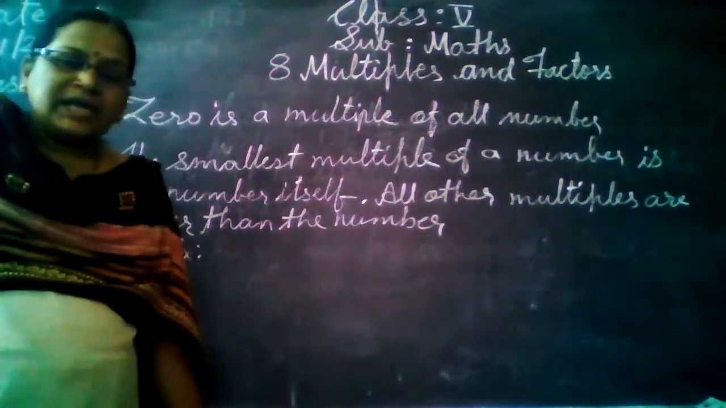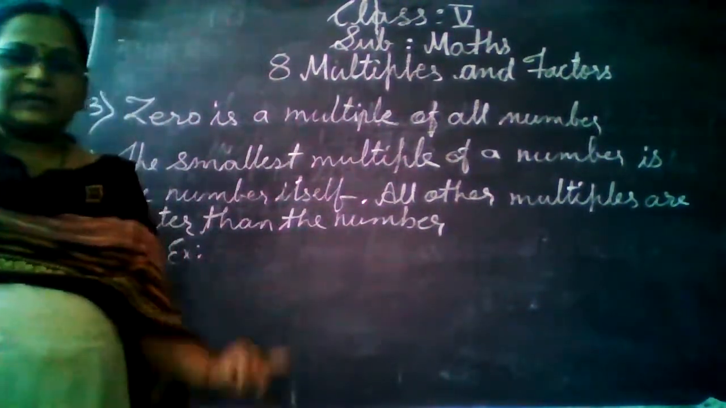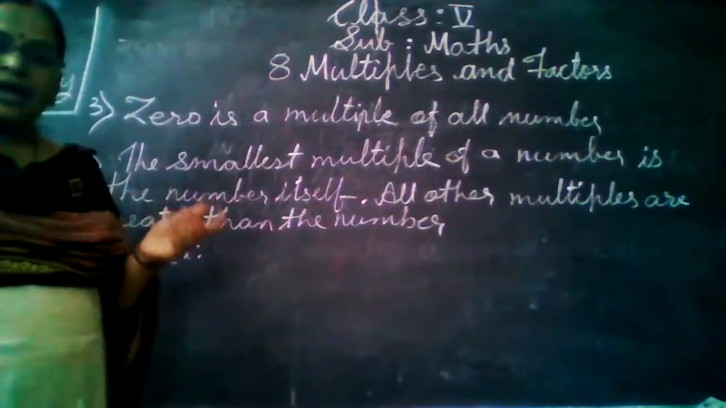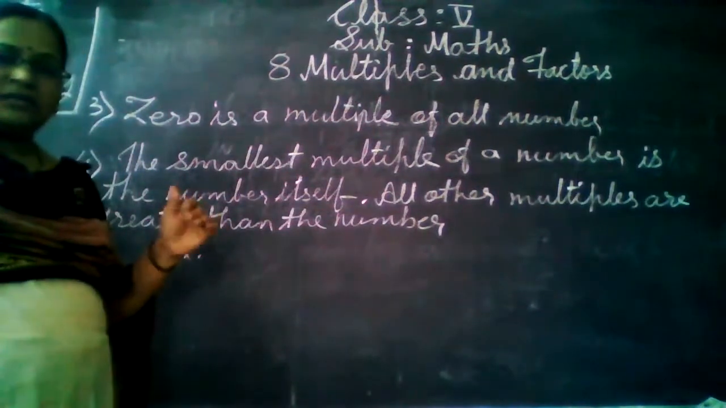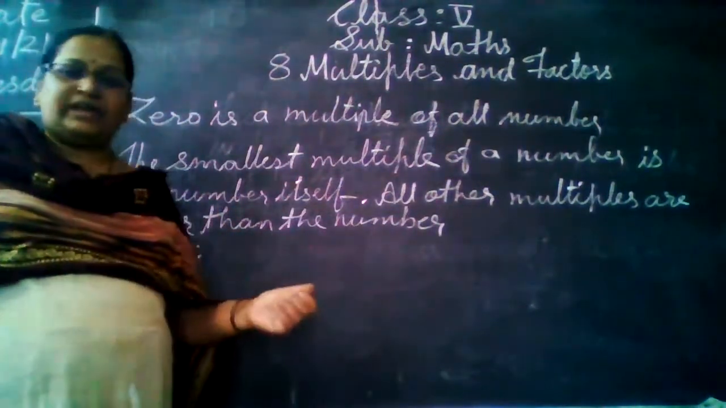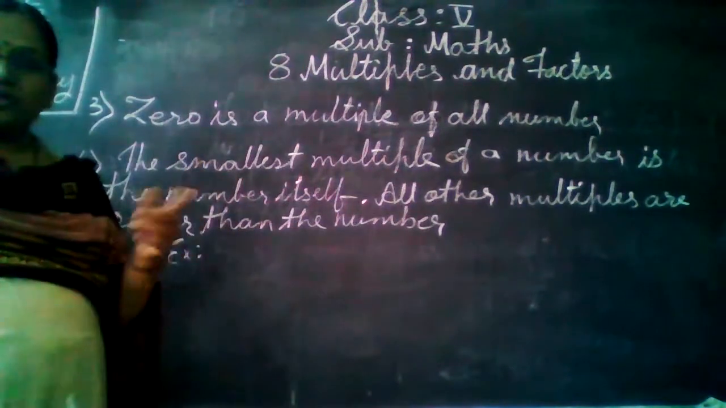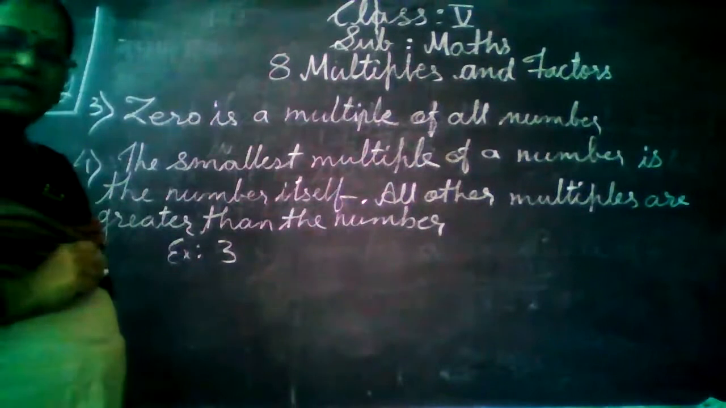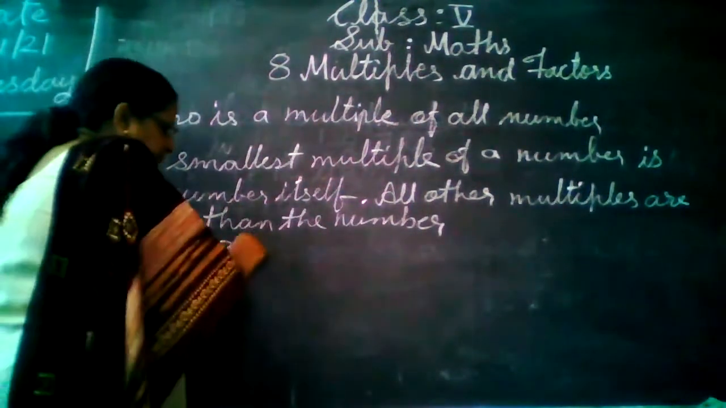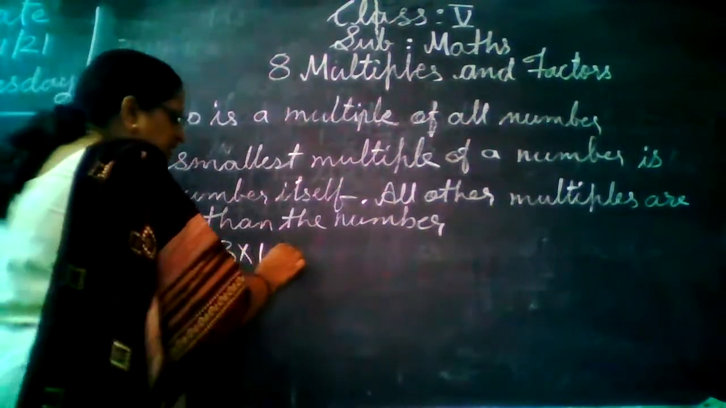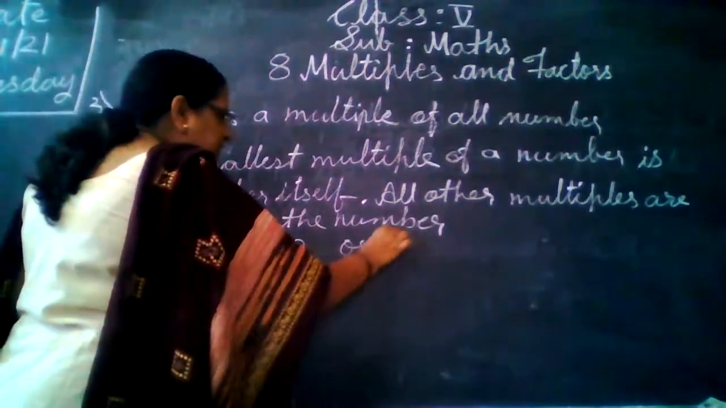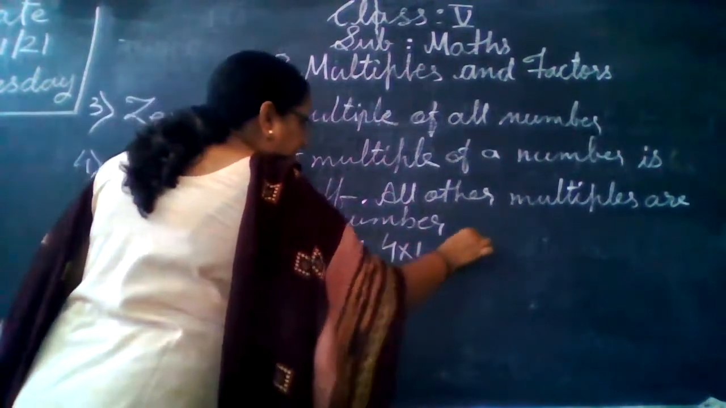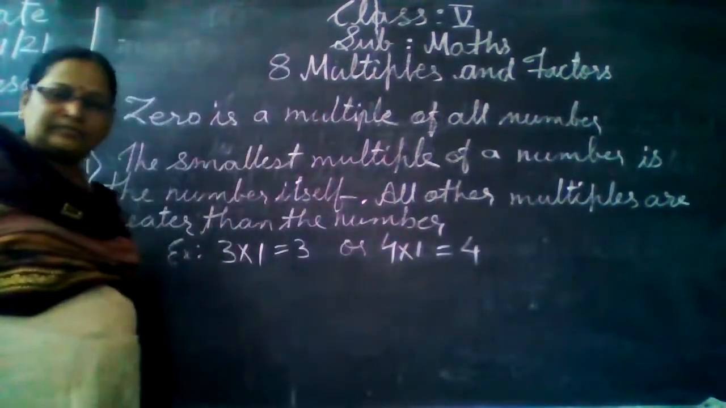Okay. So children, yesterday I told you how you will get the multiple. If you multiply any number by a natural number, and natural numbers start with 1. And where do they end? Natural numbers are infinite. Therefore, multiples are also infinite. For example, 3. You have to multiply it by 1, means the first natural number. So 3 ones are 3. Or you can say the first multiple of 4: 4 multiplied by 1, that is 4.